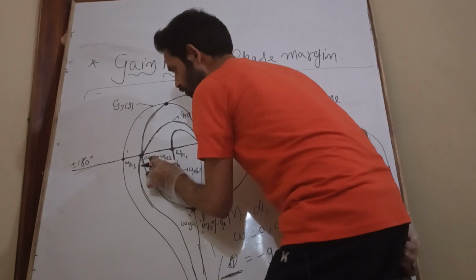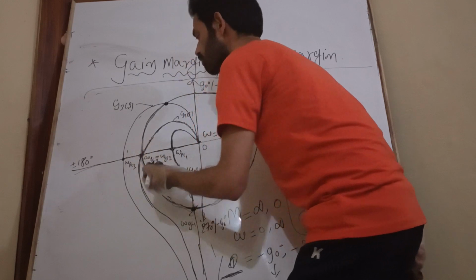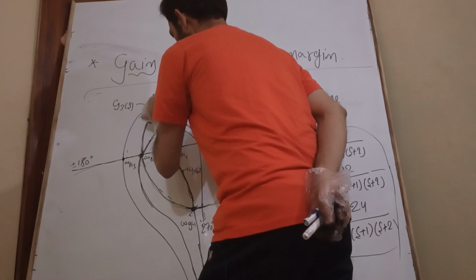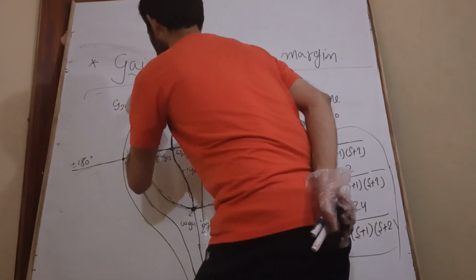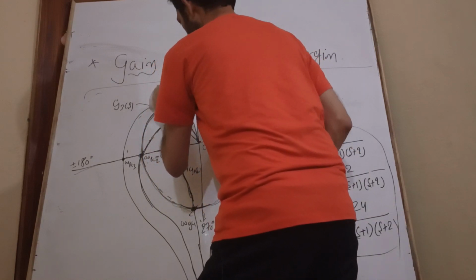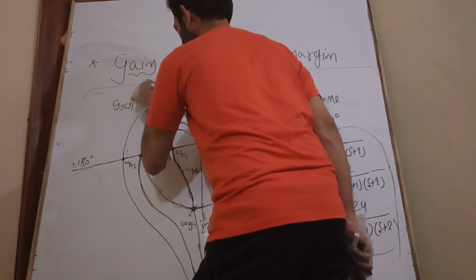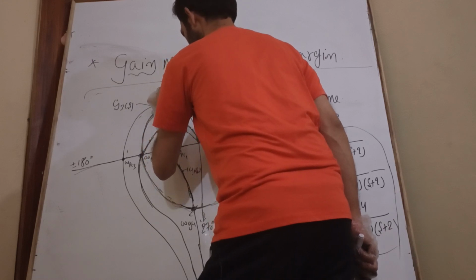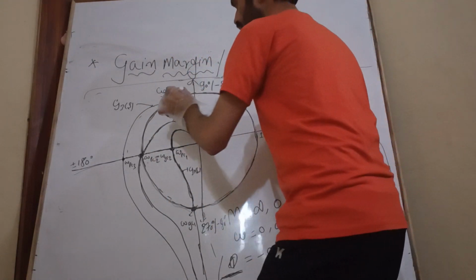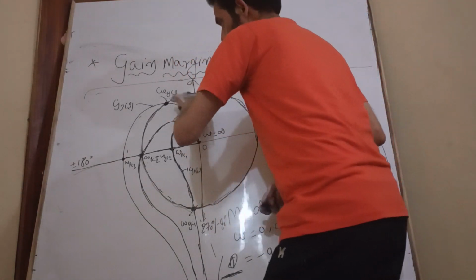So both phase crossover frequency and gain crossover frequency are equal. This means the system is marginally stable. Now here, I am getting omega gc3. This is my omega gc3, the gain crossover frequency, which is cutting the unit circle at this point.